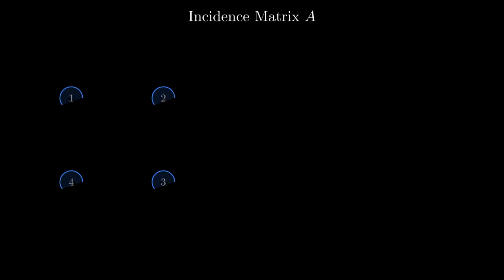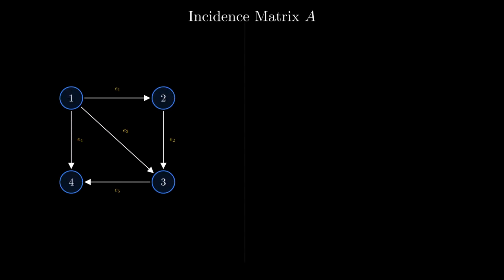Now we encode this graph as the incidence matrix A, 1 row per edge, 1 column per node. Here is the rule. Place -1 at the start node of the edge and +1 at the end node. All other entries in that row are 0. Let's build it row by row.